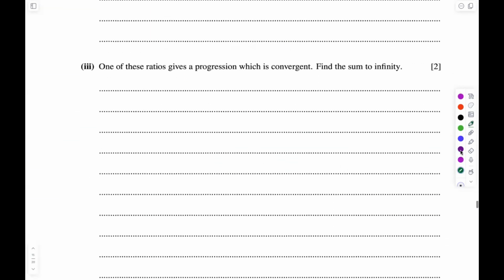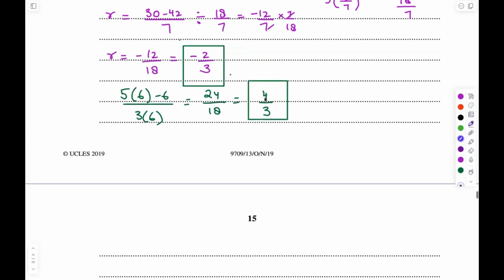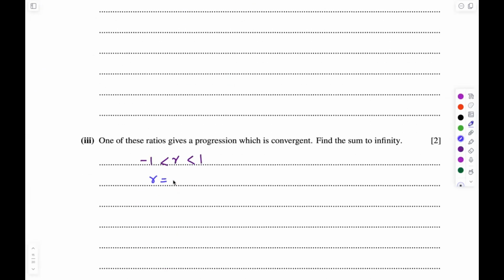Now in part 3, it says that one of these ratios gives a progression which is convergent. Find the sum to infinity. Now for a progression to be convergent, the common ratio must be greater than minus 1 and less than 1. So from the two values of r, one was greater than 1, so that cannot be taken as the value of r for which a progression is convergent. So we'll take this value of r, which is minus 2 upon 3.